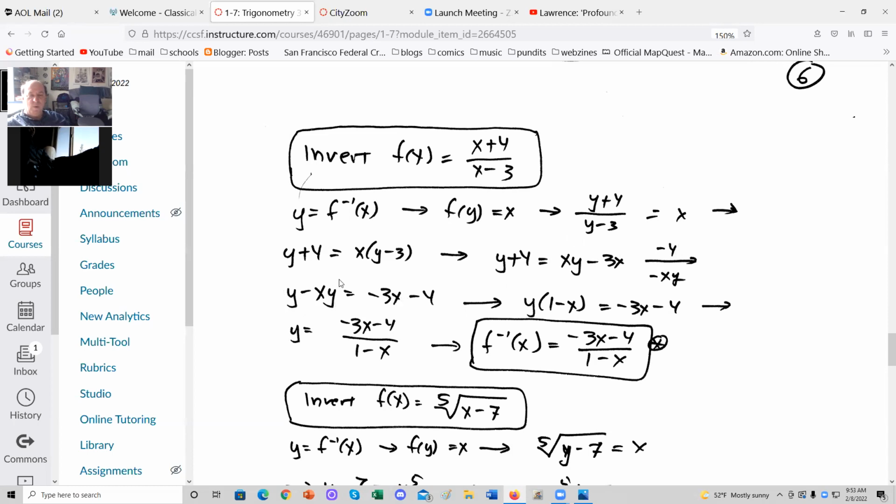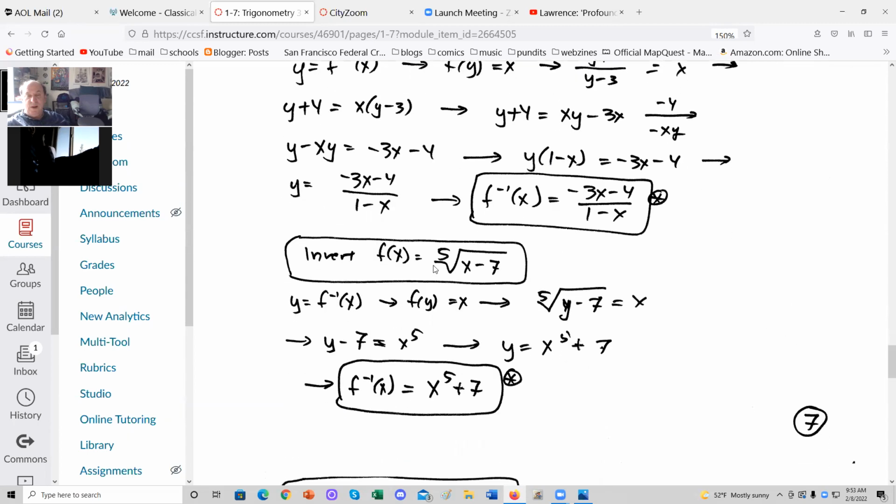These two terms have a y in common. Let's factor it out. y times (1 - x) equals -3x - 4. Now we divide both sides by 1 - x, and we get y equals (-3x - 4)/(1 - x). And there's your inverse. f inverse of x equals (-3x - 4)/(1 - x). There you go.